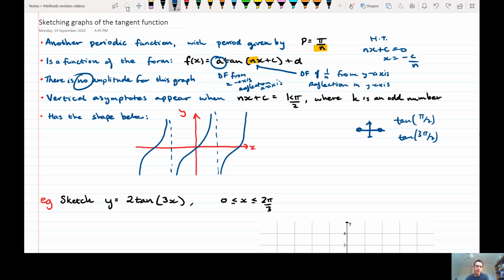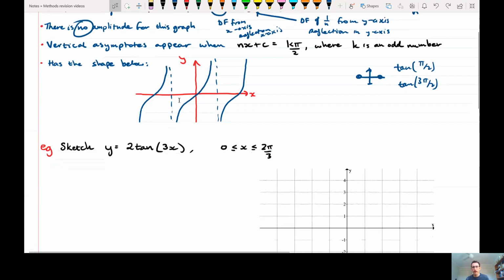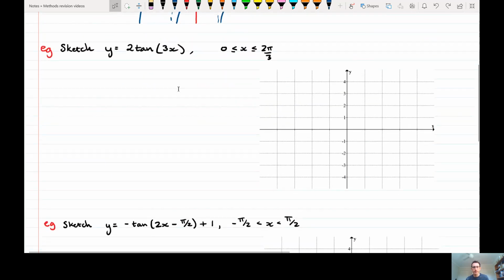And this is our general shape for a tangent graph. So for a vertical translation, you just move it up and make it look something like that. And a horizontal translation will move not only the graph, but also the asymptotes with it. So let's have a look at a couple of examples, and hopefully we'll have a good understanding by the time we're finished.